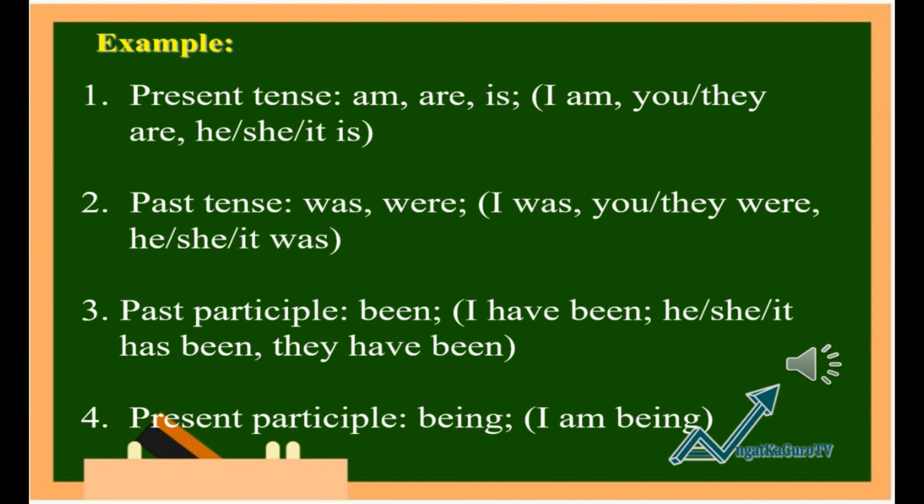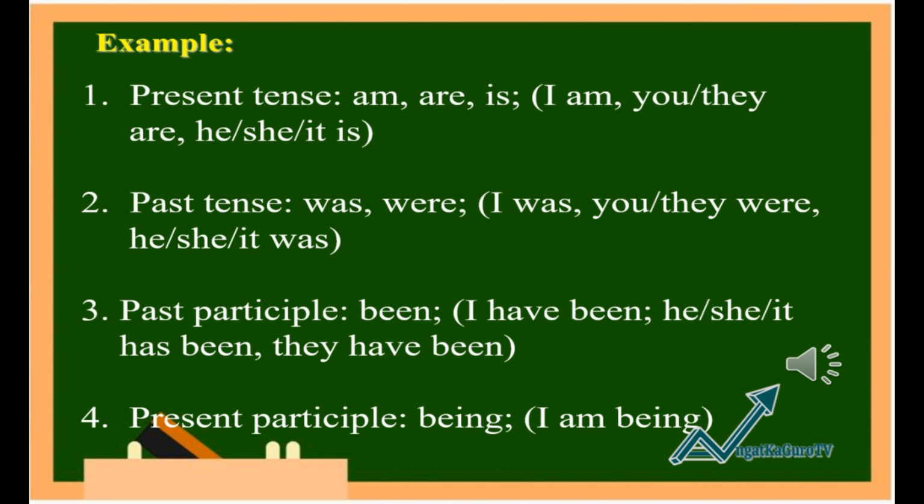Here are some of the examples of be verbs. For present tense, we can use am, are, is. Example, I am. You, they are. And he, she, it is.